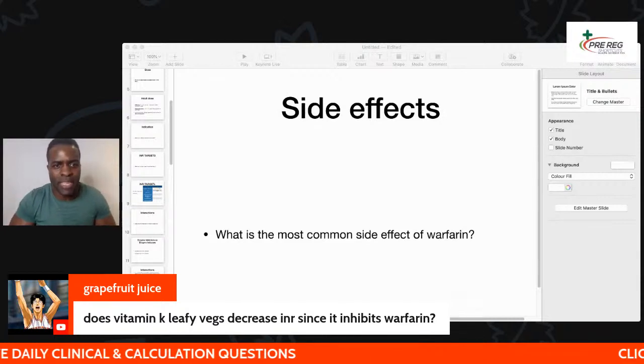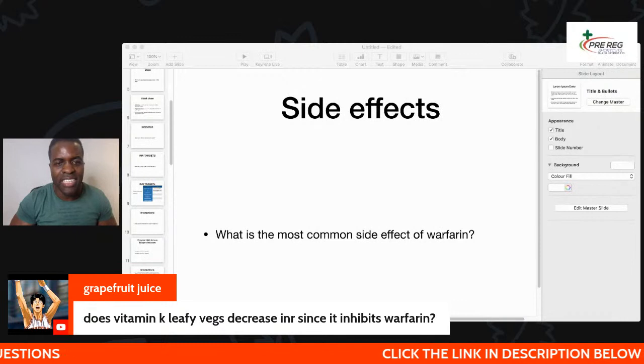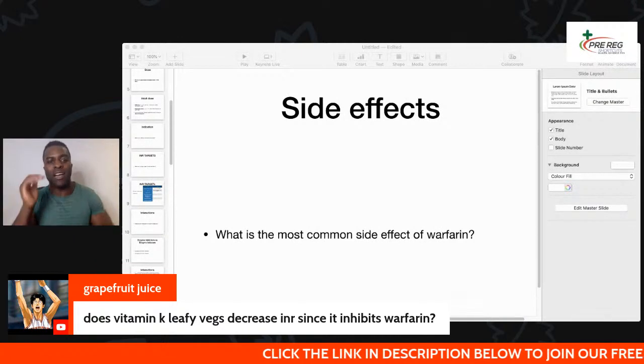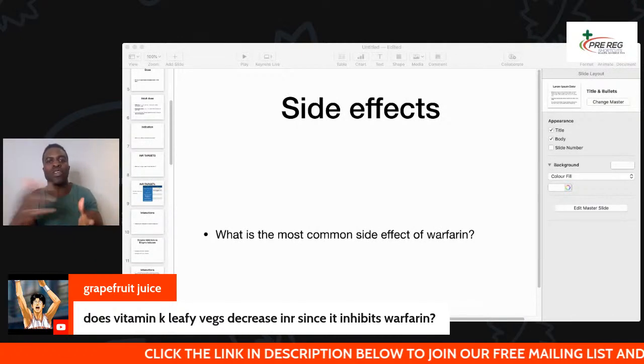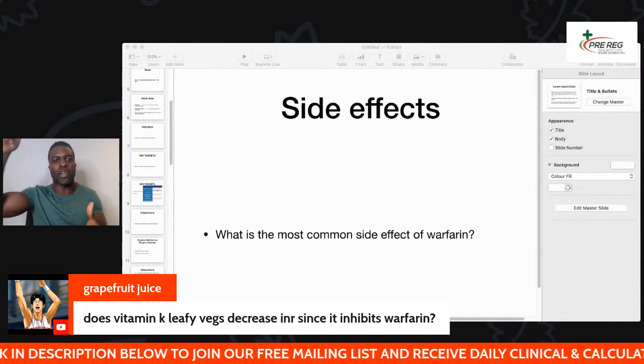Grapefruit juice asks, does vitamin K in leafy veg decrease INR since it inhibits warfarin? What do you think? If you have vitamin K, what's it going to do to your INR? Is it going to increase or decrease? Let me know. Think about it.